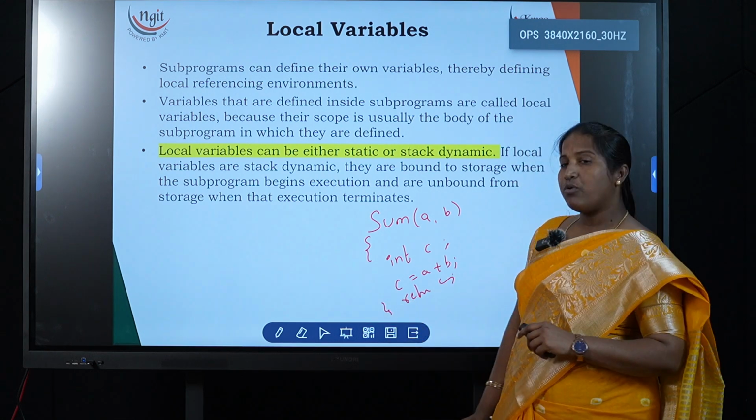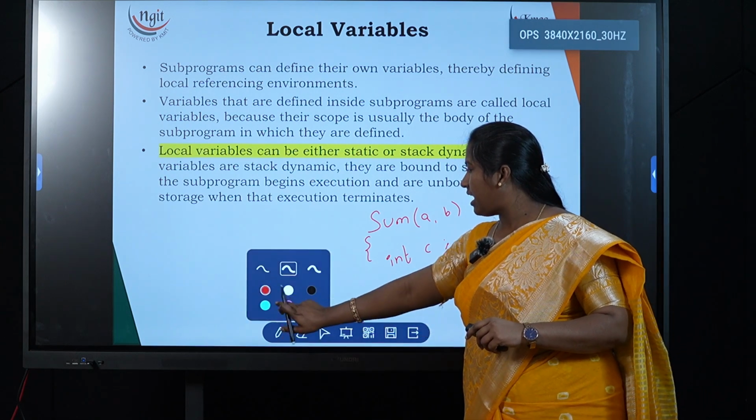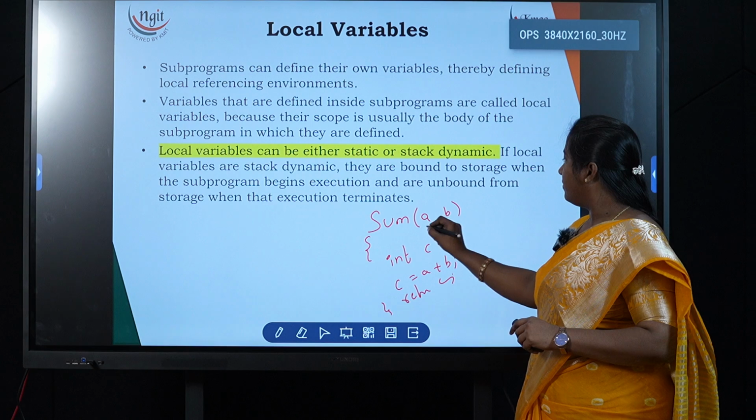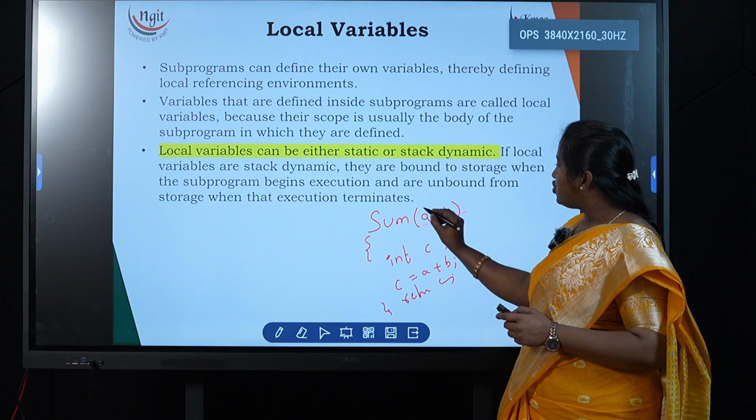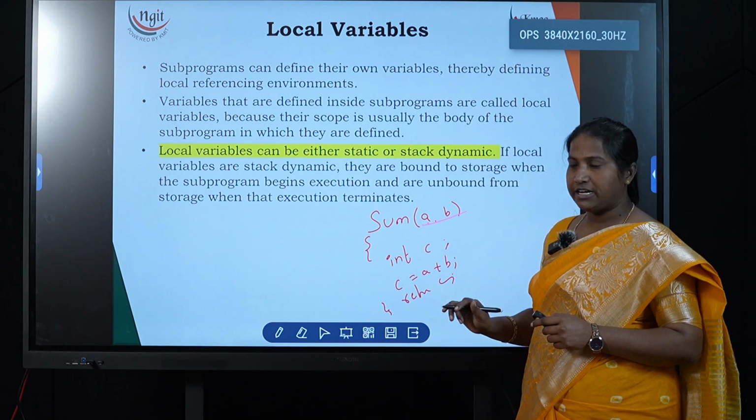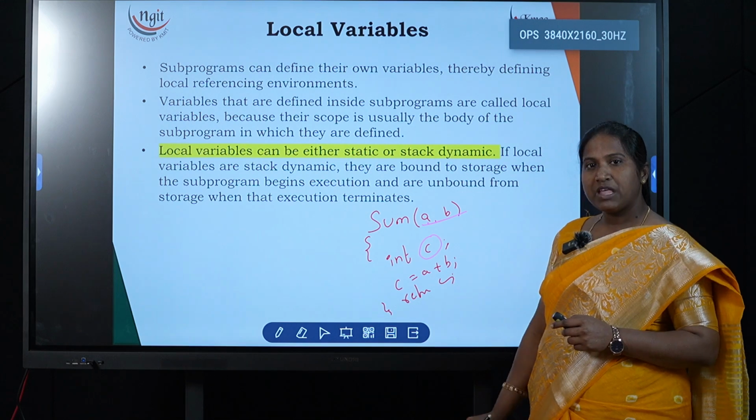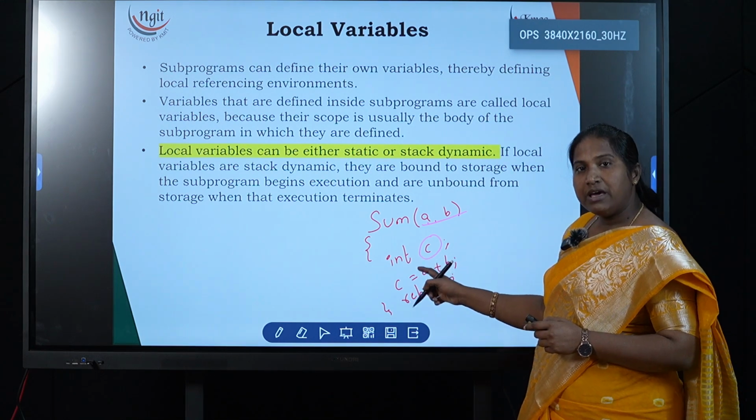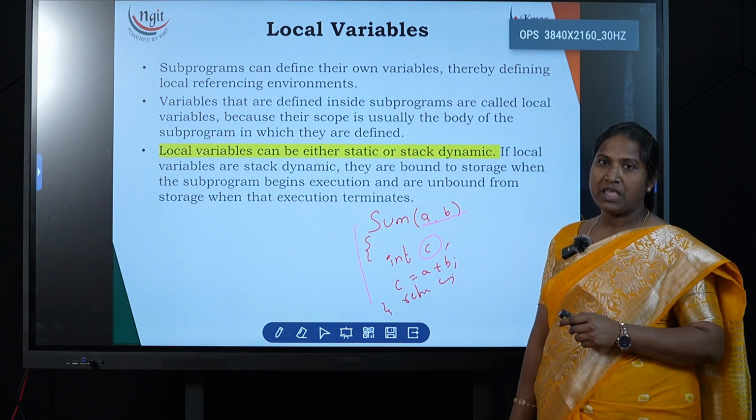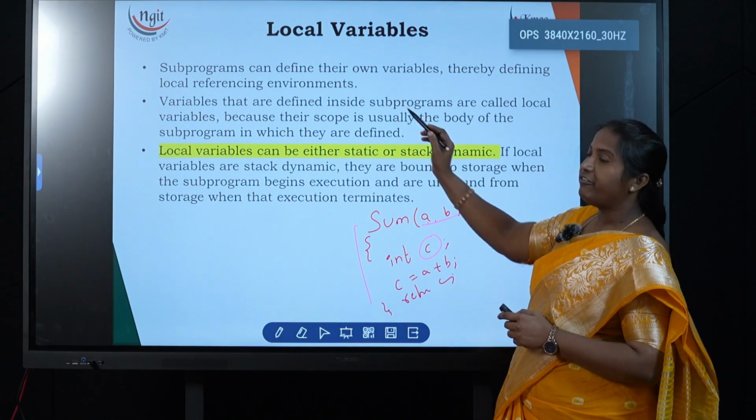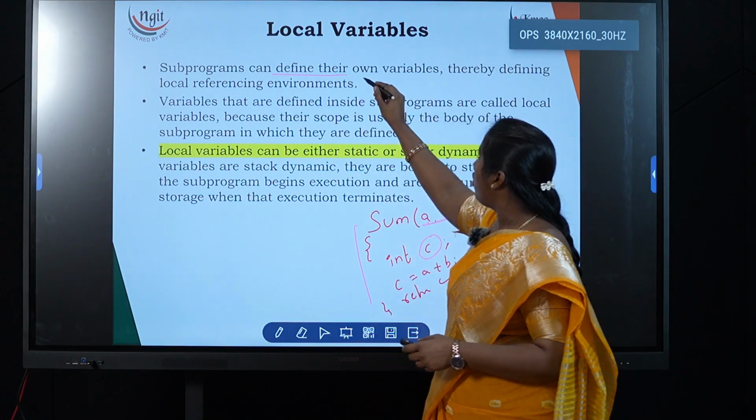Now, what variables can you find? There are two variables I have taken in the function definition, or you can say parameters. These two parameters are of integer data type. Now look at this, I have defined the variable c. So c is a variable which is defined inside the subprogram. Now, read the first line and you will understand: subprograms can define their own variables.